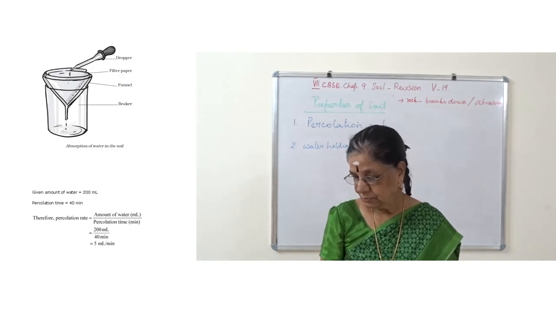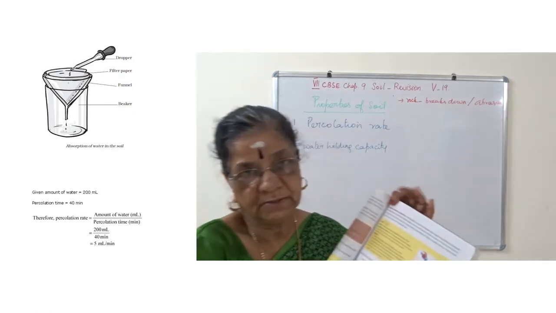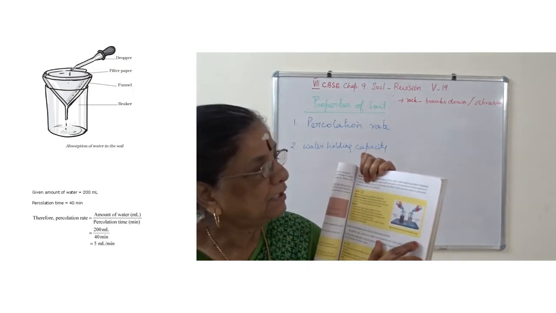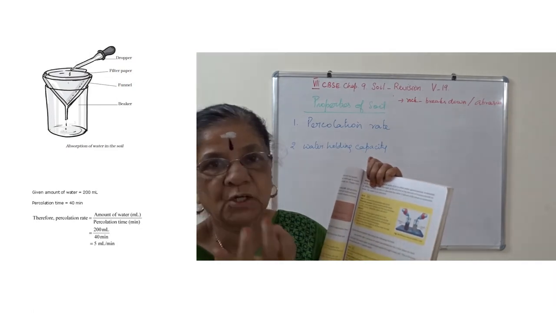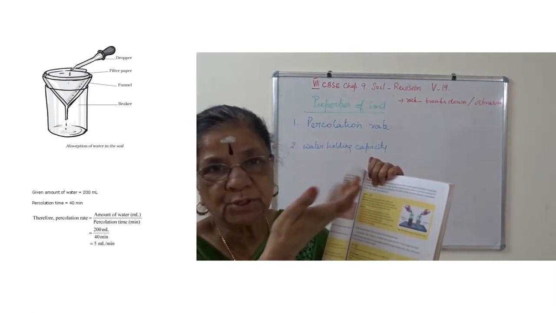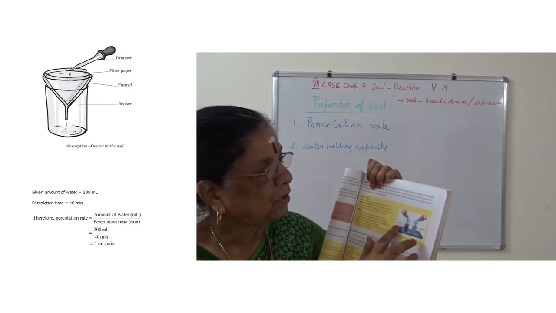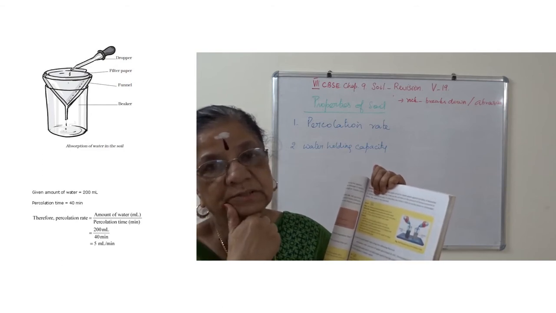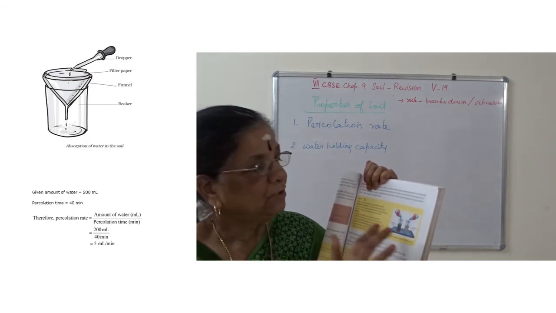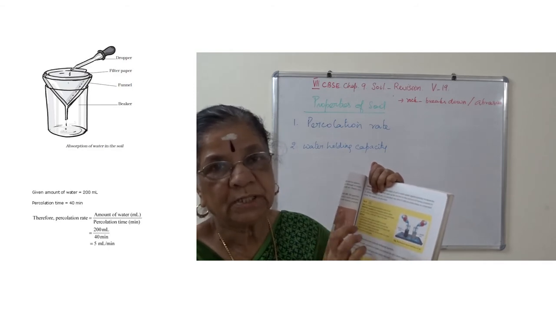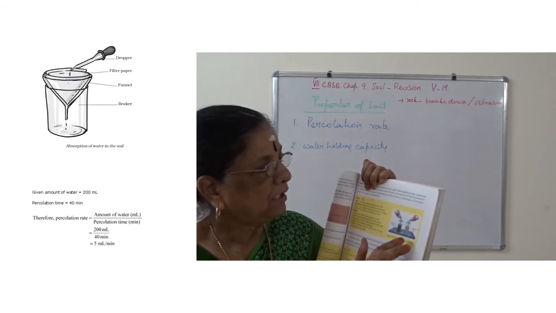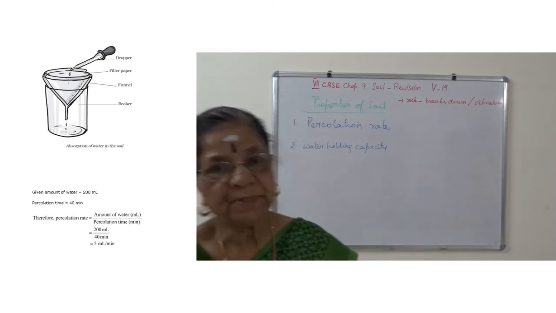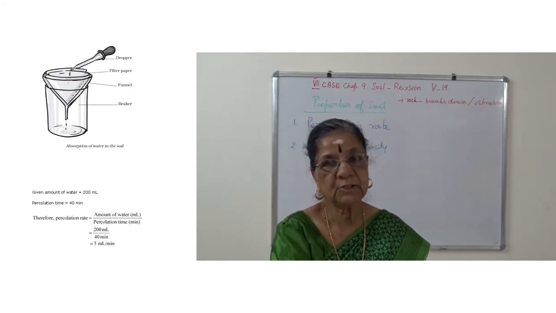So here, for example, is the experiment in the picture video. For measuring percolation rate, take 2 glass jars or bottles, with the bottle cut open. In one you take clayey soil and in another sandy soil. I hope you understand. So take 2 beakers. Now we are going to measure the percolation rate of soil.